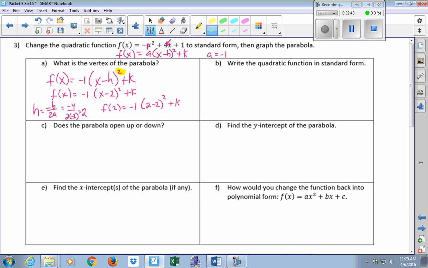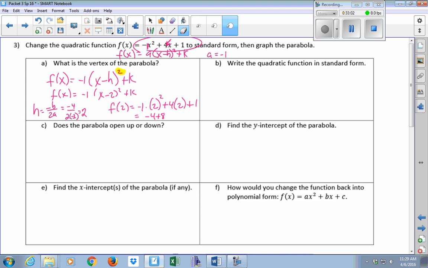Oh, wait a minute. I go back to my original formula. That's not going to help me, x minus 2 squared plus k. So I go back to my original formula and plug in 2. So -1 times 2 squared plus 4 times 2 plus 1. So that equals -4 plus 8 plus 1, which is 5. So that means I can replace a with a 5. And that's the equivalent form right there.